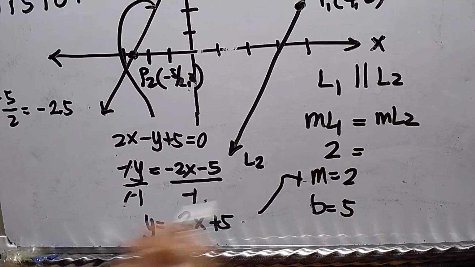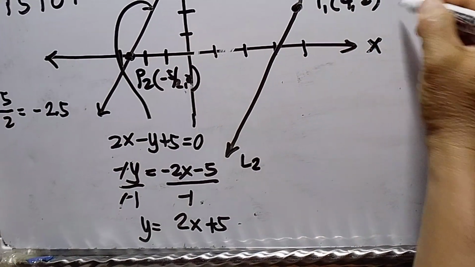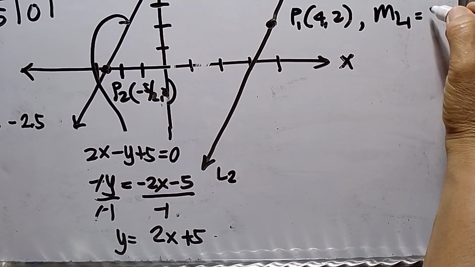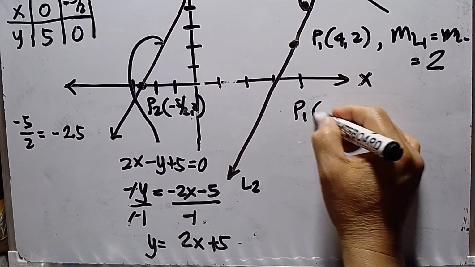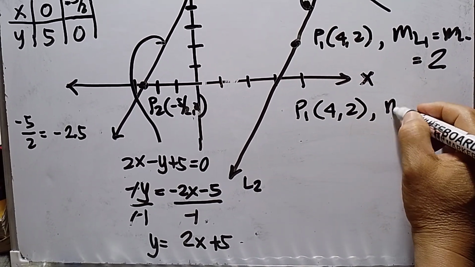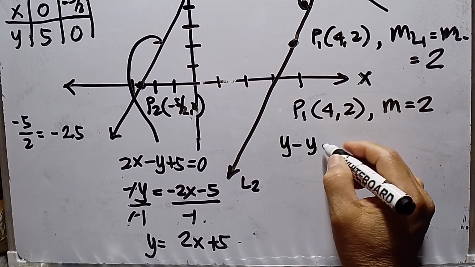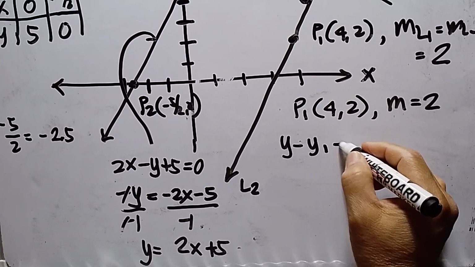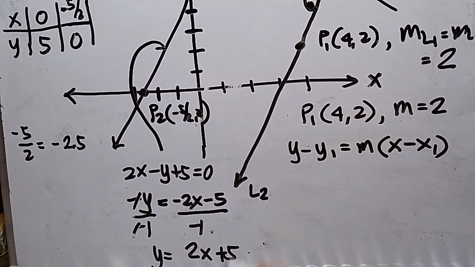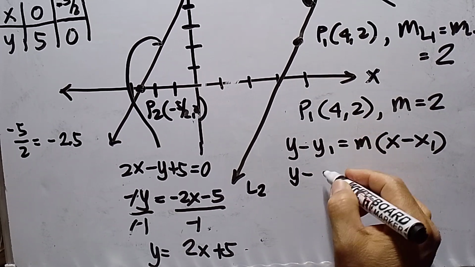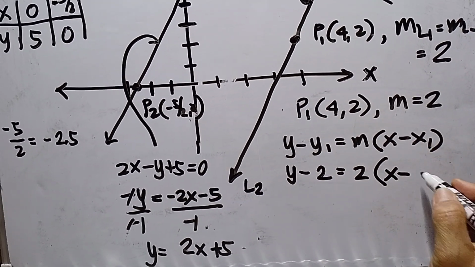Since they are equal, I will use the slope of line 1. The slope of line 1 is equal to the slope of line 2, which is equal to 2. So point 1 is at (4, 2) and the slope is equal to 2. Then using the point-slope form, y minus y1 equals m times x minus x1, I have y minus 2, and the slope is 2, then x1 is 4.